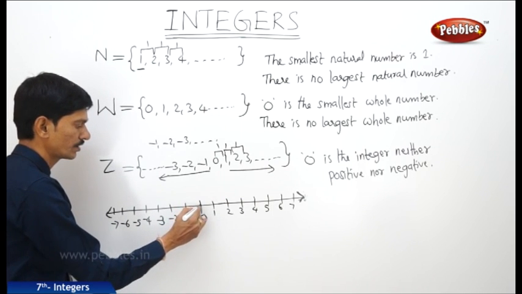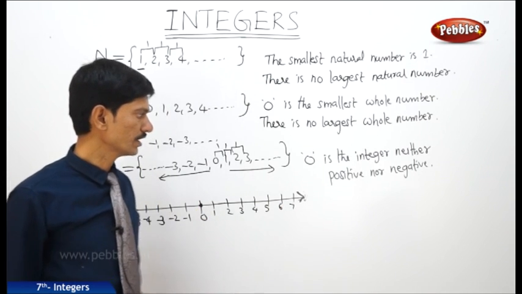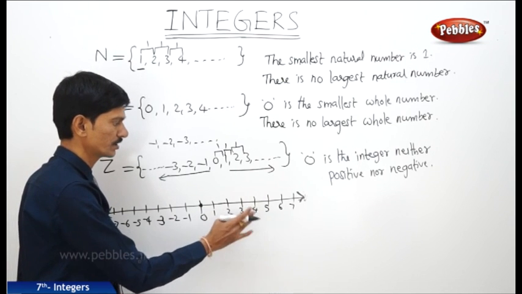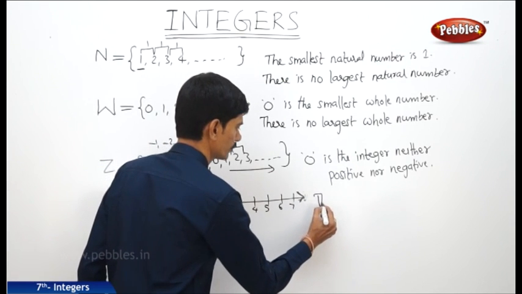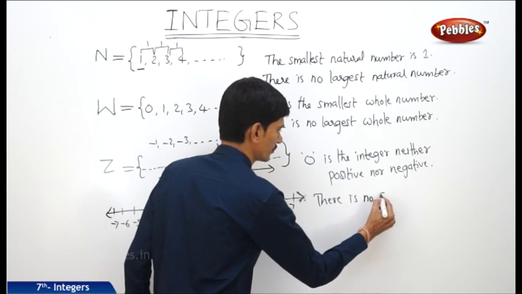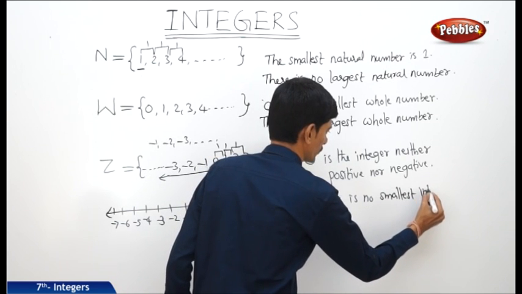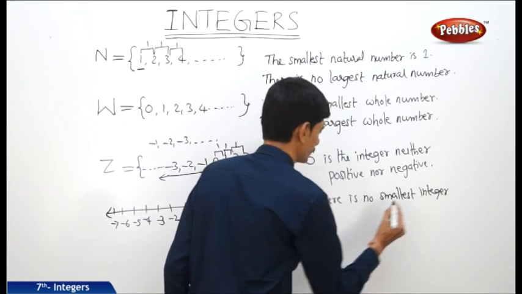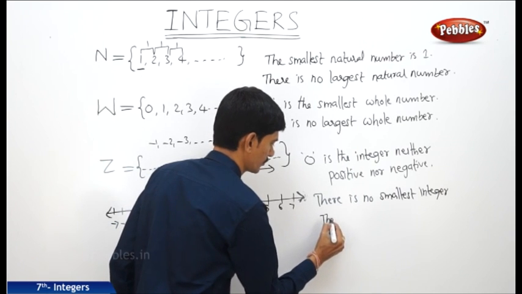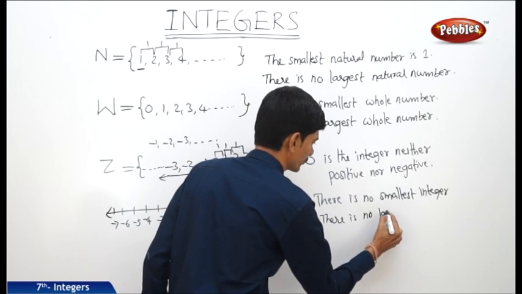So here 0 is the integer neither positive nor negative. Now we cannot find any smallest integer and we cannot find any largest integer. So there is no smallest integer, there is no largest integer.